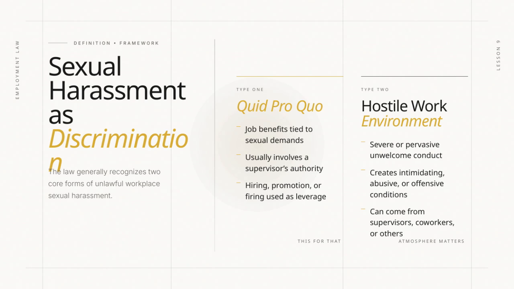The second type is a hostile work environment, where the workplace becomes intimidating or offensive due to severe or widespread unwelcome conduct. This type of harassment can come from supervisors, coworkers, or even others in the workplace. The key point here is that the overall atmosphere or environment plays a crucial role in making the workplace hostile or abusive. Understanding these distinctions is essential for recognizing and addressing sexual harassment in employment settings.